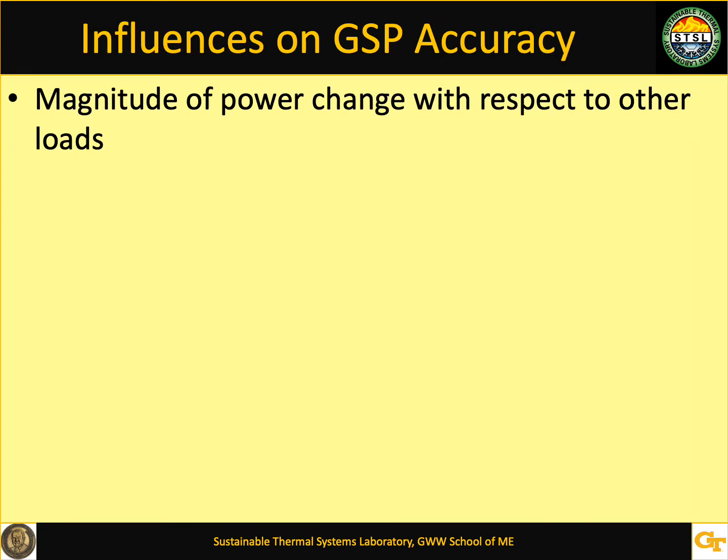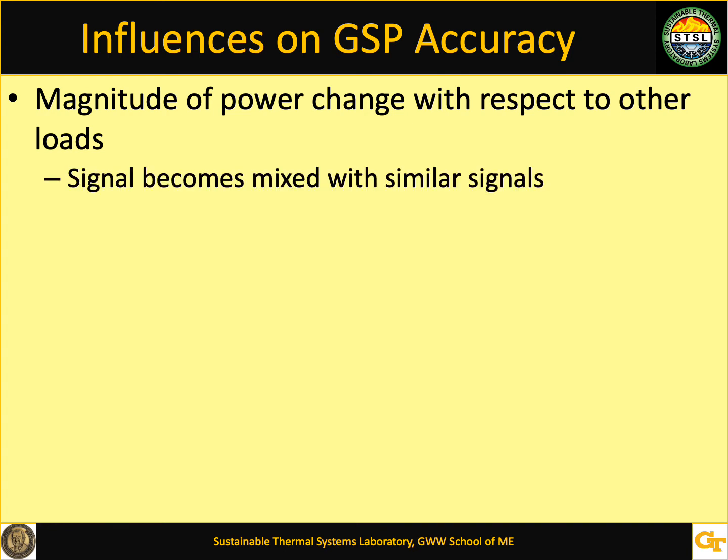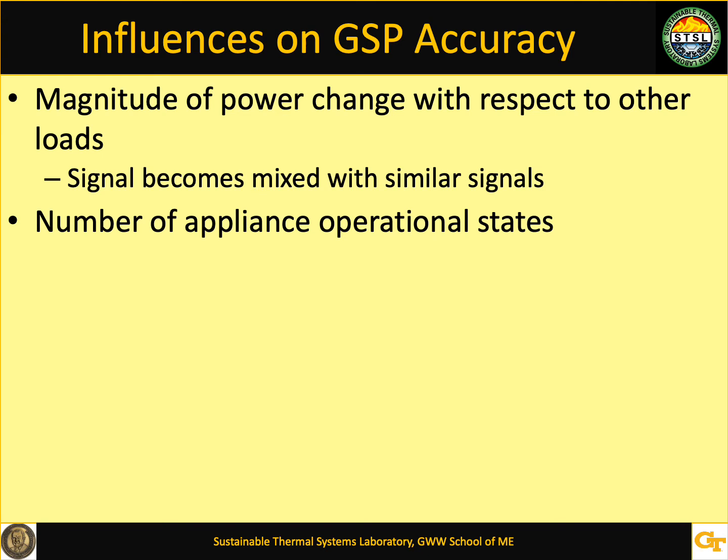We know that there are several things that may influence the accuracy of the algorithm. If the magnitude of power change with respect to the main signal is too low, a signal may become mixed with similar signals. If the number of appliance operational states is high, or the appliance is continuously variable, one appliance can seem like several appliances.